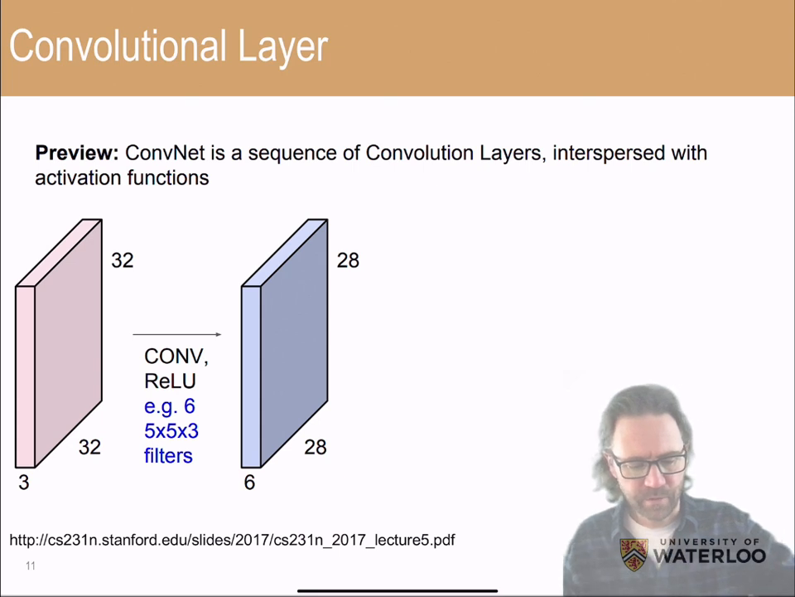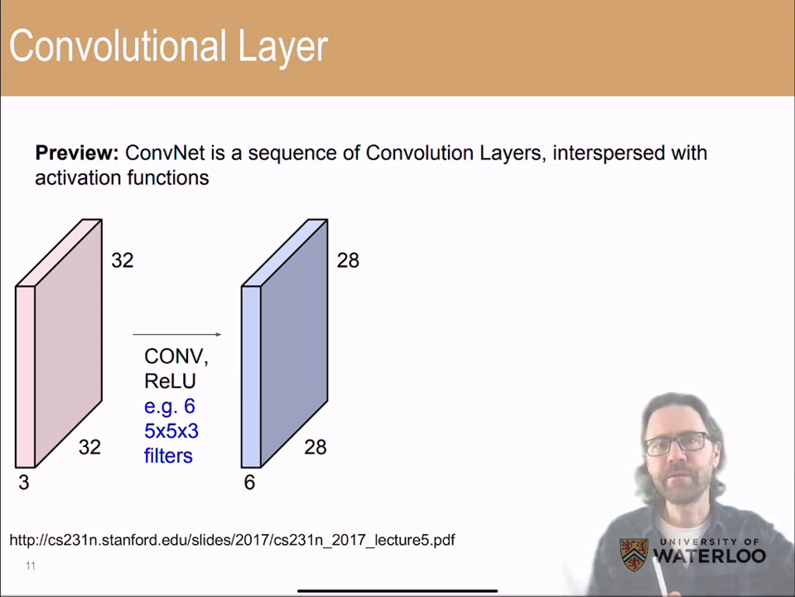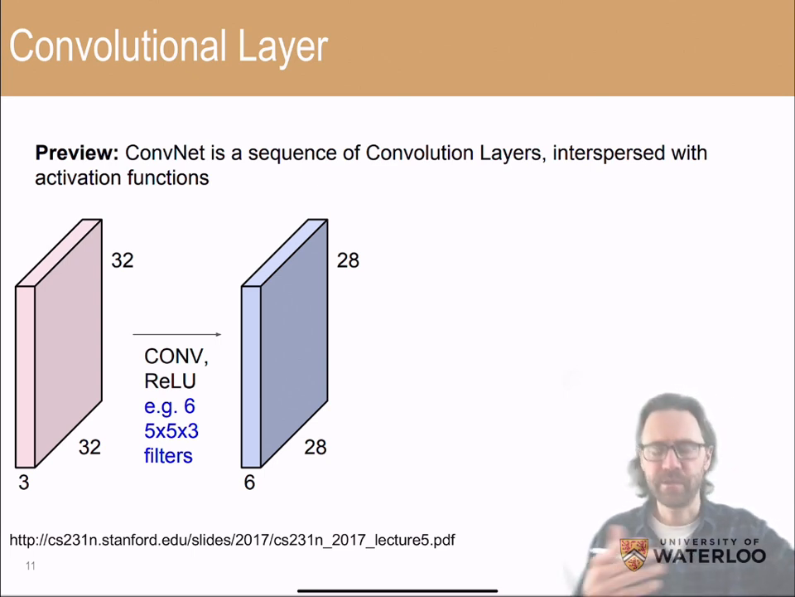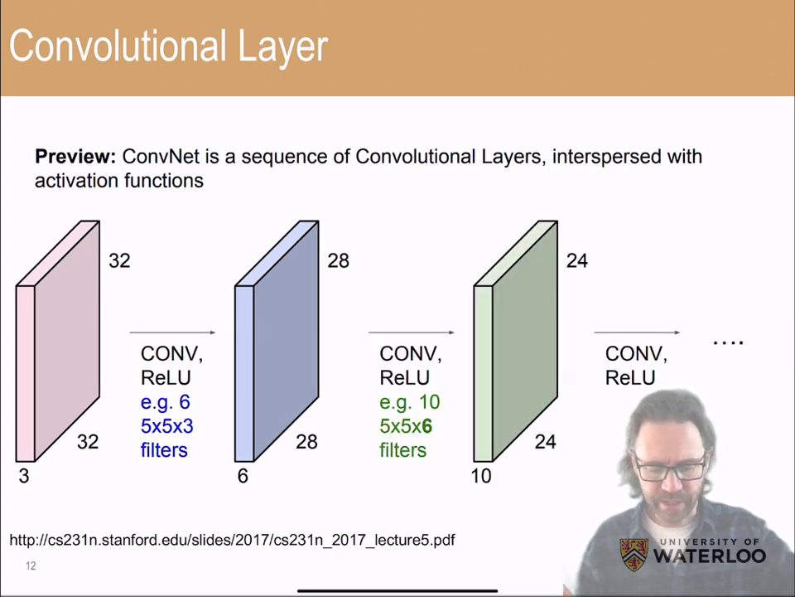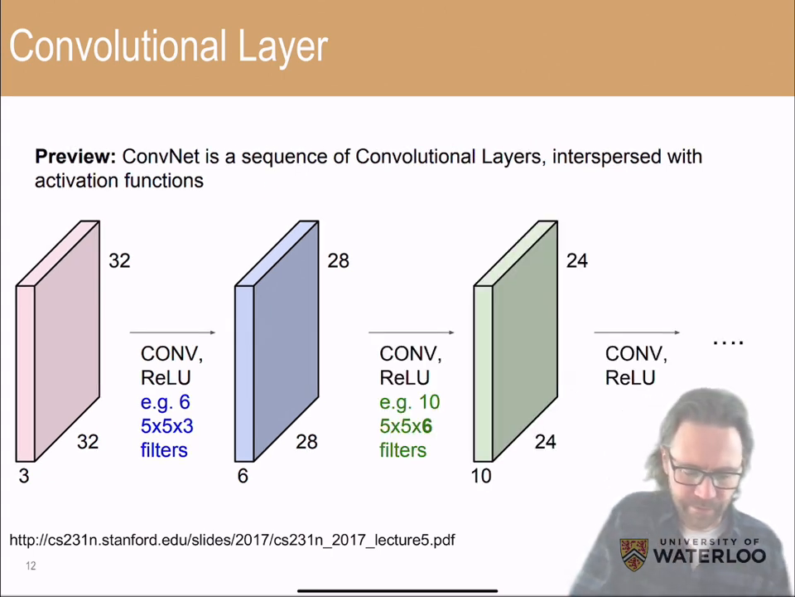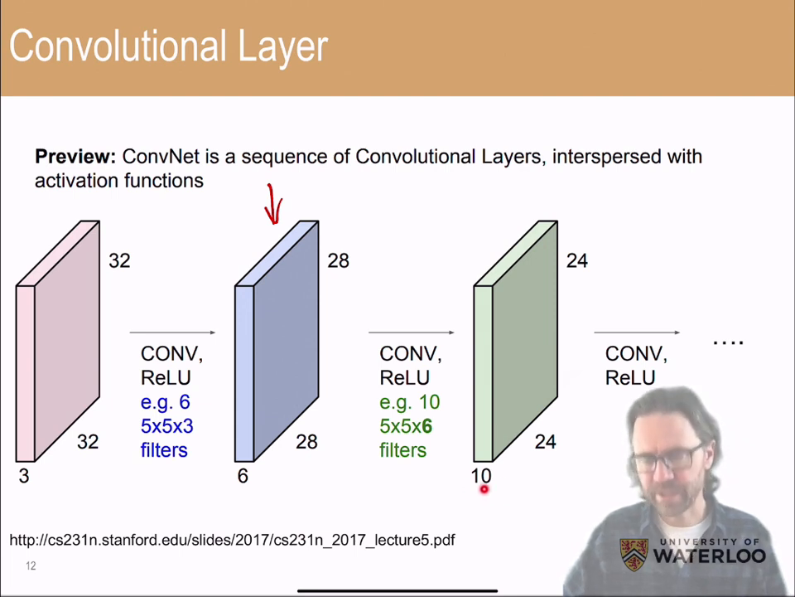Okay, so a ConvNet is a sequence of convolution layers interspersed with activation functions. So we have a convolution with a bunch of, in this case, 6 different kernels, and then we run them through a ReLU to get our next layer, which is here. Now we run those through a convolution, 10 convolution kernels, and then run those through a ReLU, so we get the next hidden layer, which has 10 channels of activation maps.